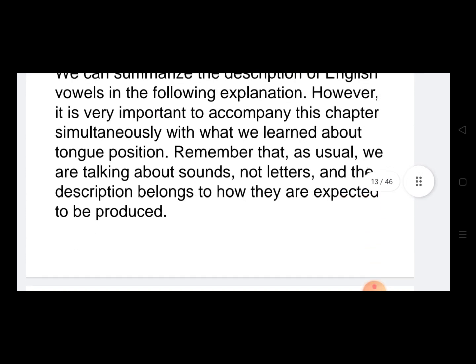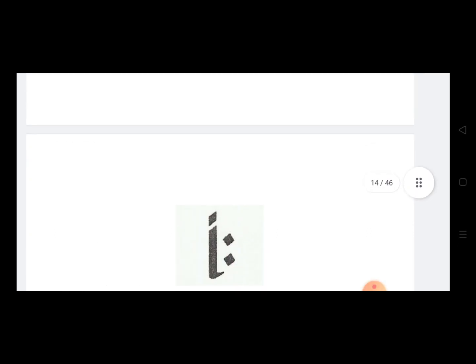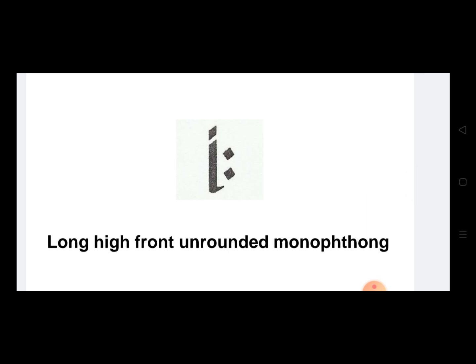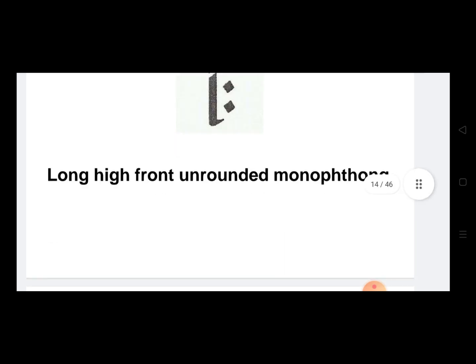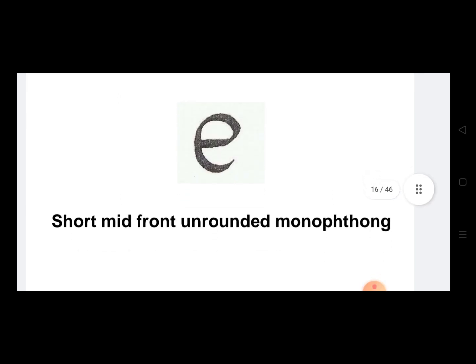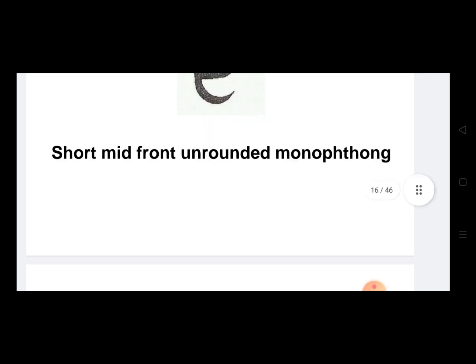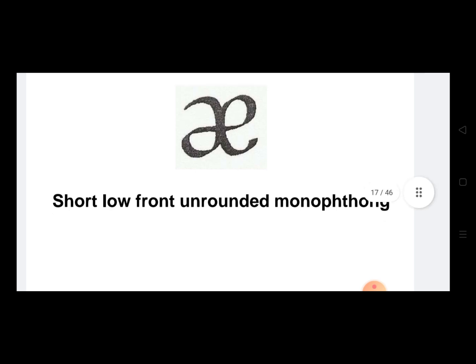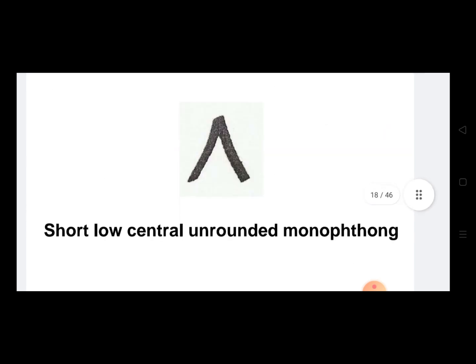And now we'll discuss these vowels. This first one is a long high front unrounded monophthong. This next one is a short high front unrounded monophthong. This is a short mid front unrounded monophthong. This is a short low front unrounded monophthong. This is the cut sound, and it's a short low central unrounded monophthong.